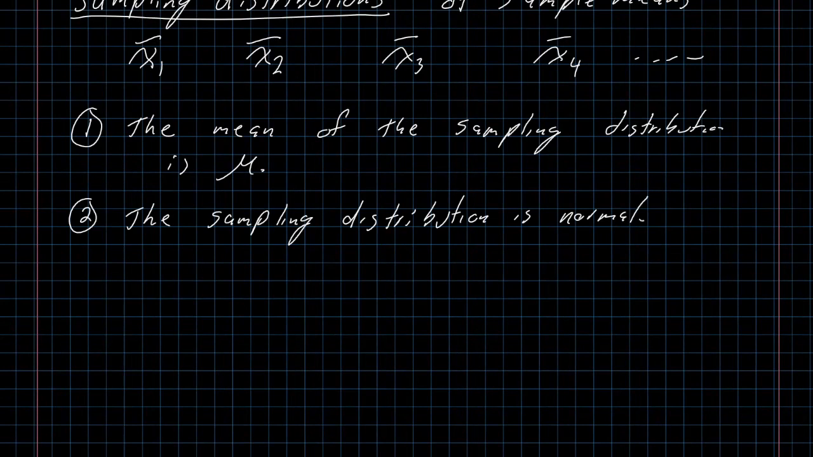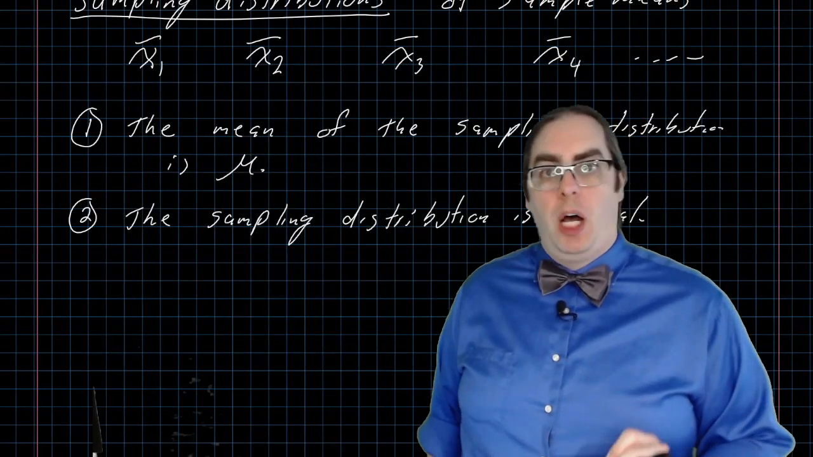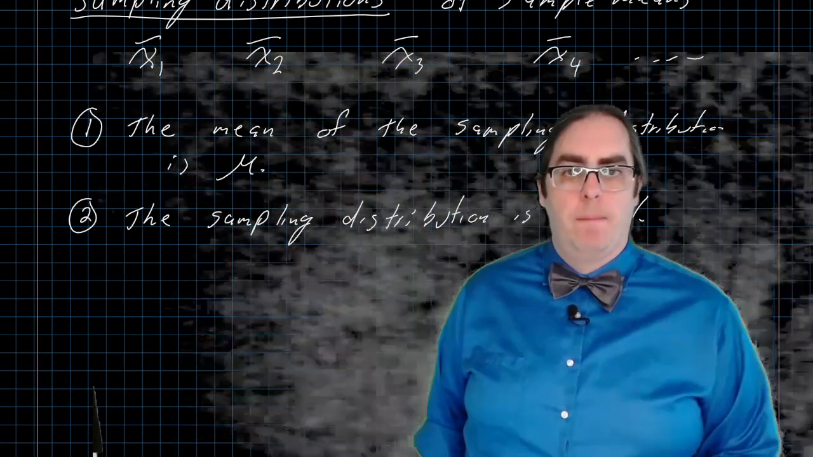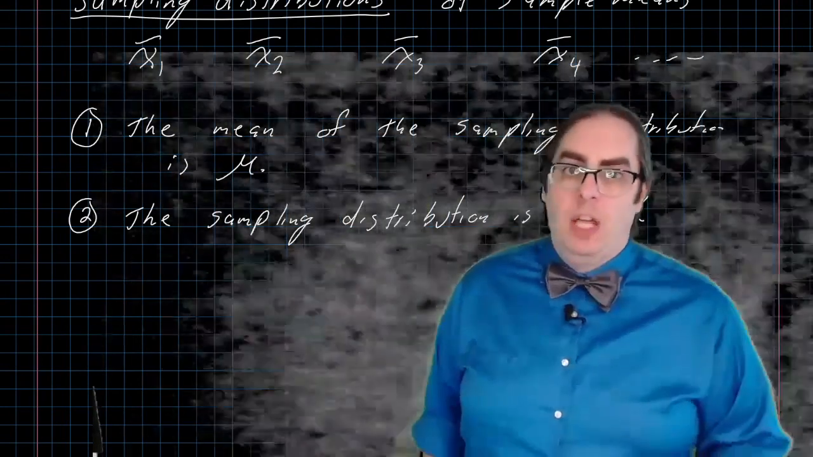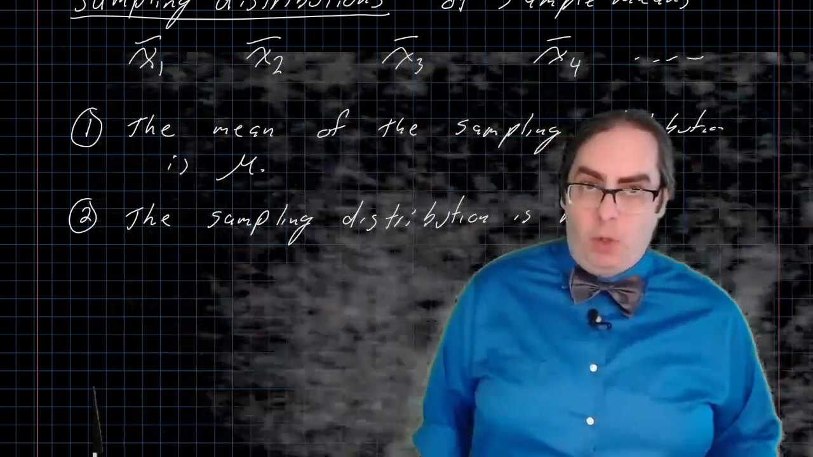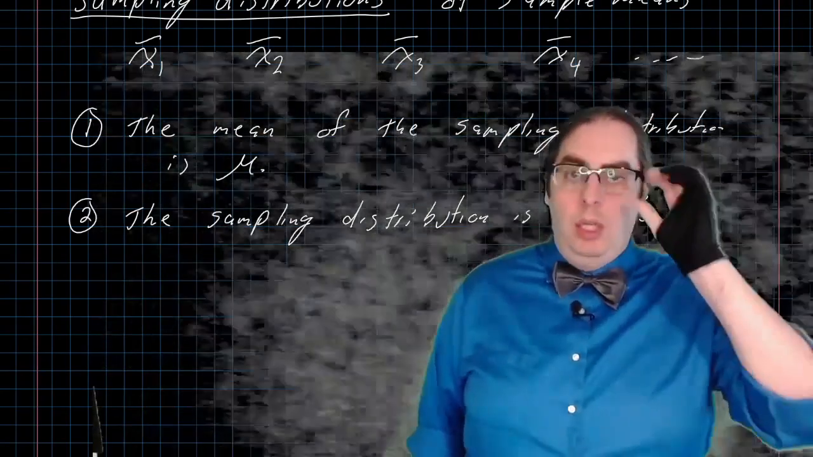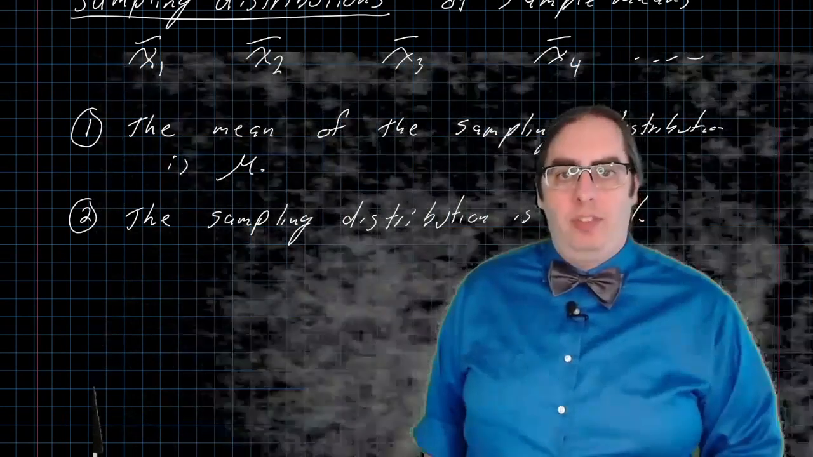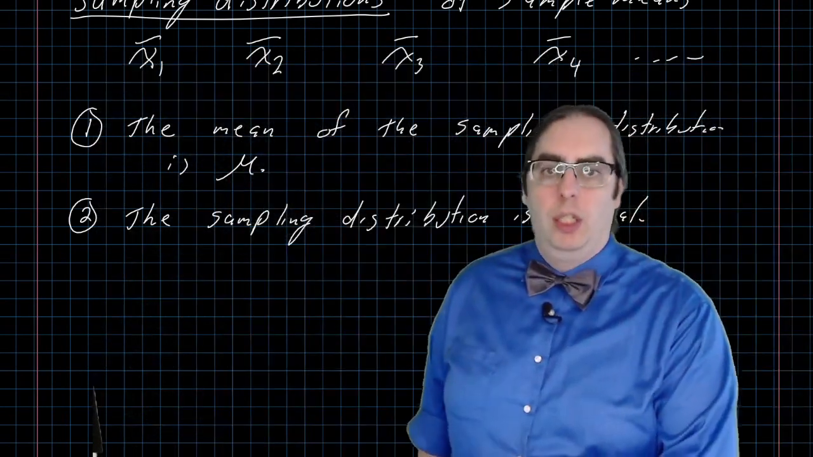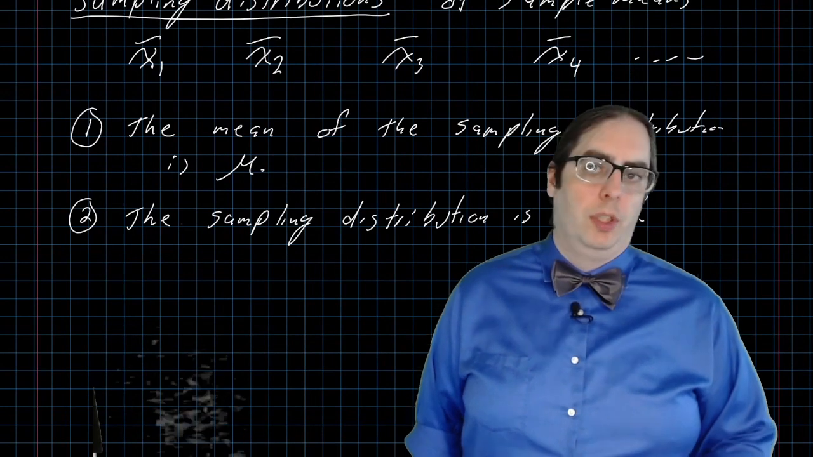The most surprising result is the second one. The sampling distribution is normal. When you collect the mean of your population, it does not matter the shape of the population distribution. It does not matter the shape of the sample. You will always get the sampling distribution to have a normal distribution.